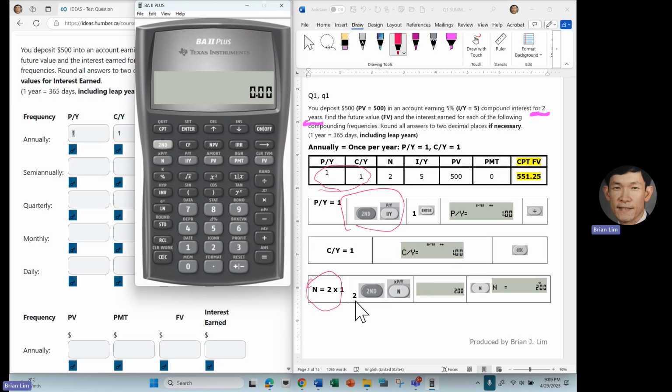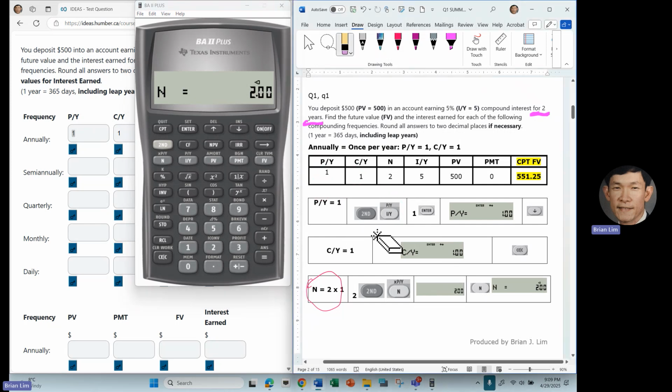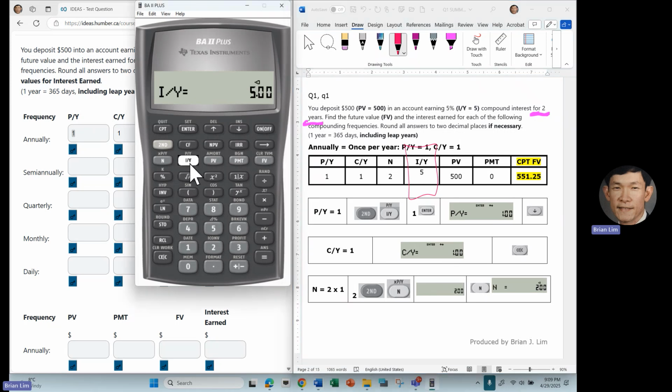So now we have 2 years, so we can go 2, and if you go second N, above N, you see it's multiplied by PY, and what it did was multiply 2 times 1, and if we click on N, N is equal to 2. Now, what is the IY value? The IY value is 5, as we see right here. So to put that number in, we click on 5 and then we click on IY.